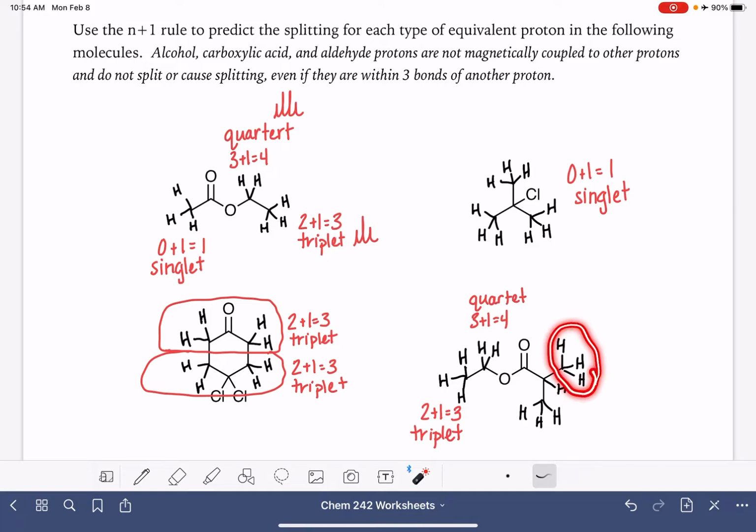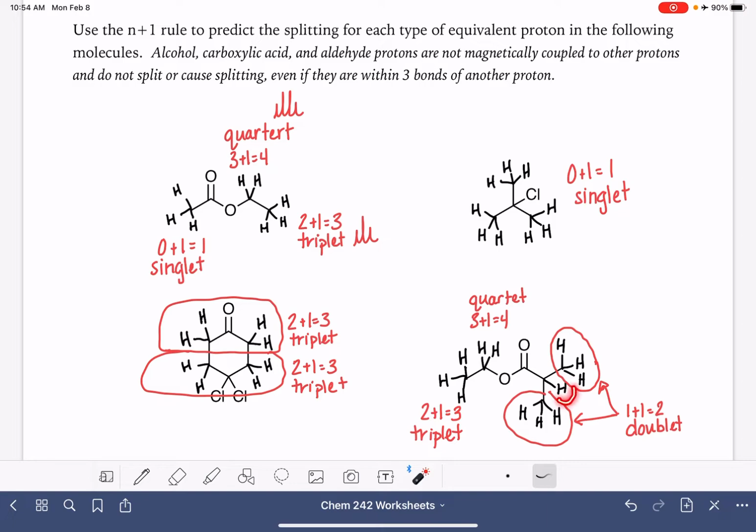These hydrogens here are the same as these hydrogens here, and they are 1, 2, 3 bonds away from this little guy. So I'm trying to think of the best way to draw these. All 6 of these hydrogens are equivalent. They're going to make one peak together, and they are 3 bonds away from just 1. 1 plus 1 is 2. That's a doublet.